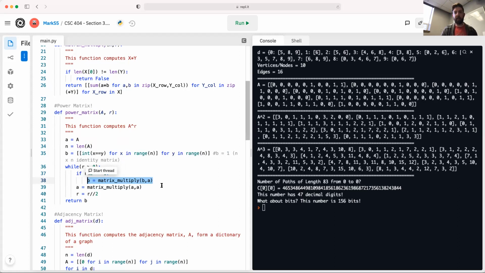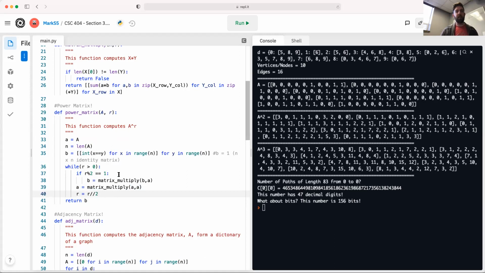So initially, it would be that 1 multiplied by the A, which is then just going to be stored as A. Then I'm going to update my A by converting A into A squared by taking A times A and then restoring that as A. Then I'm going to take the R and divide it by 2. So the 83 is going to go down to a 41, and then we're going to go back up into the start of this.